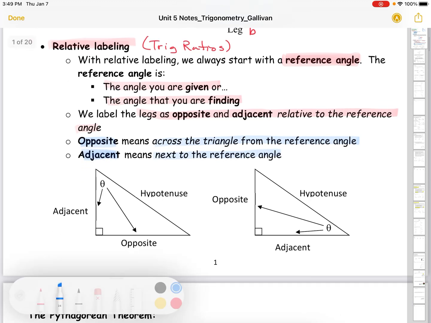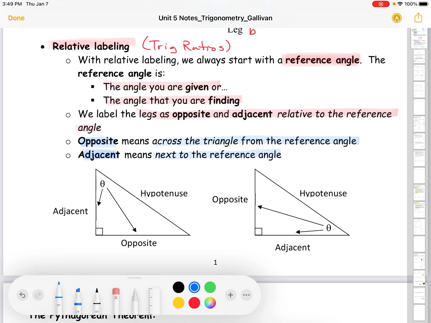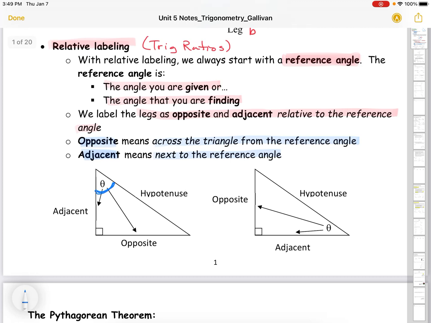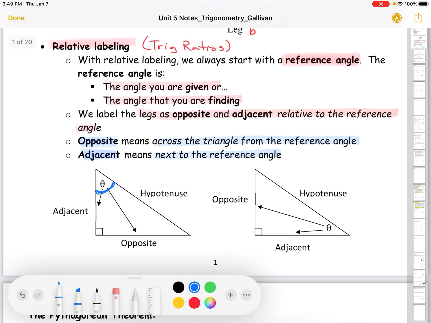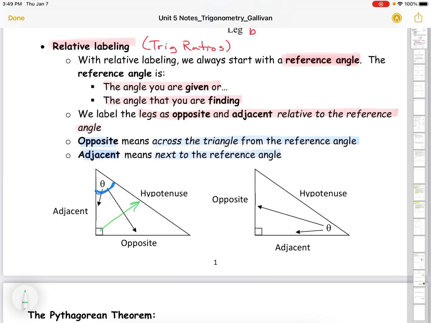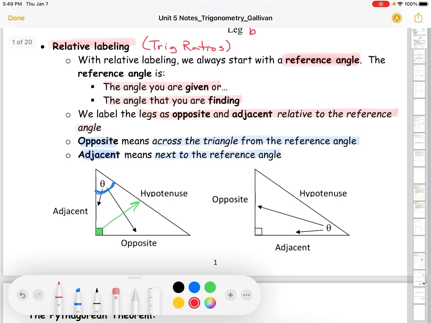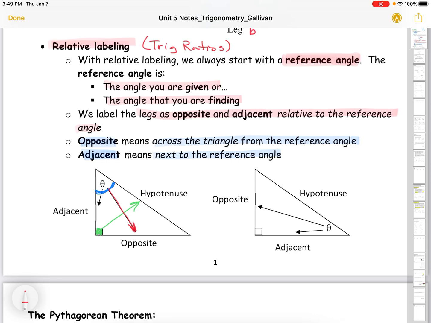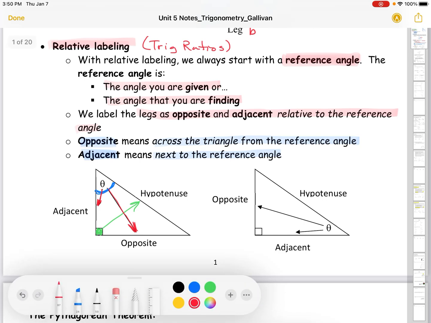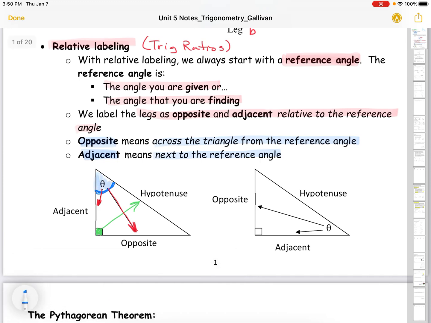So if our reference angle is right here, our hypotenuse is always across from the right angle. It's always going to be that one. But the opposite, if we look from our reference angle, is going to be across the triangle from that reference angle, and the adjacent is going to be right next to it. Okay, so that's if the top angle is our reference angle.